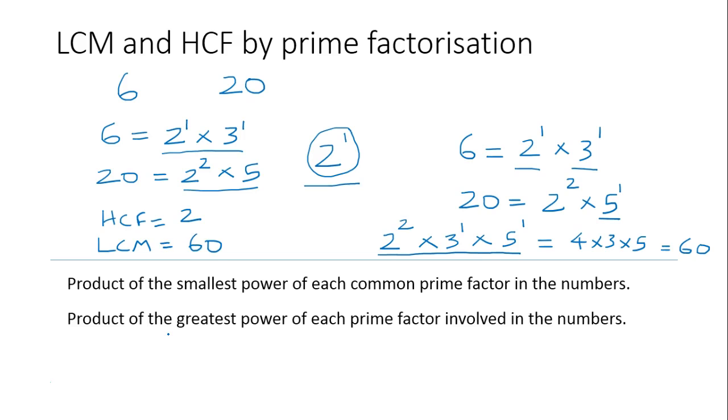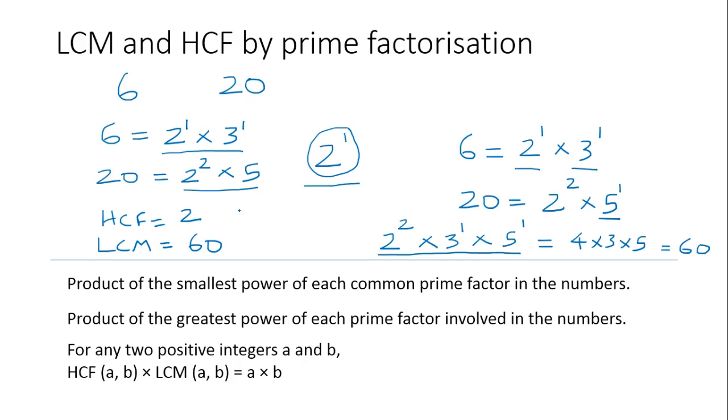As we just saw, the rule for finding LCM is to find the product of the greatest power of each prime factor involved in the numbers. Now there's another interesting property here. If you multiply the HCF and the LCM, you get 2 into 60, which is 120. If you multiply the numbers A and B, that is 6 and 20, you get 120 again. That's the property stated here: for any two positive integers A and B, the product of HCF and LCM is equal to the product of the numbers themselves.